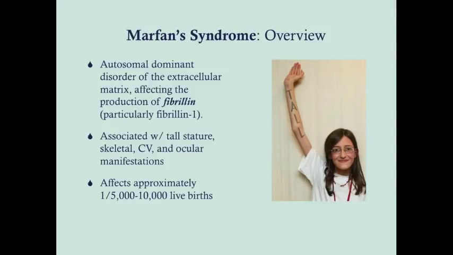So this is an autosomal dominant disorder, and it affects the extracellular matrix, particularly the component called fibrillin. And this is actually a genetic mutation of the gene that codes for fibrillin. It is associated with a tall stature, as well as skeletal, cardiovascular, and ocular manifestations, and it affects approximately 1 in 5 to 10,000 live births.